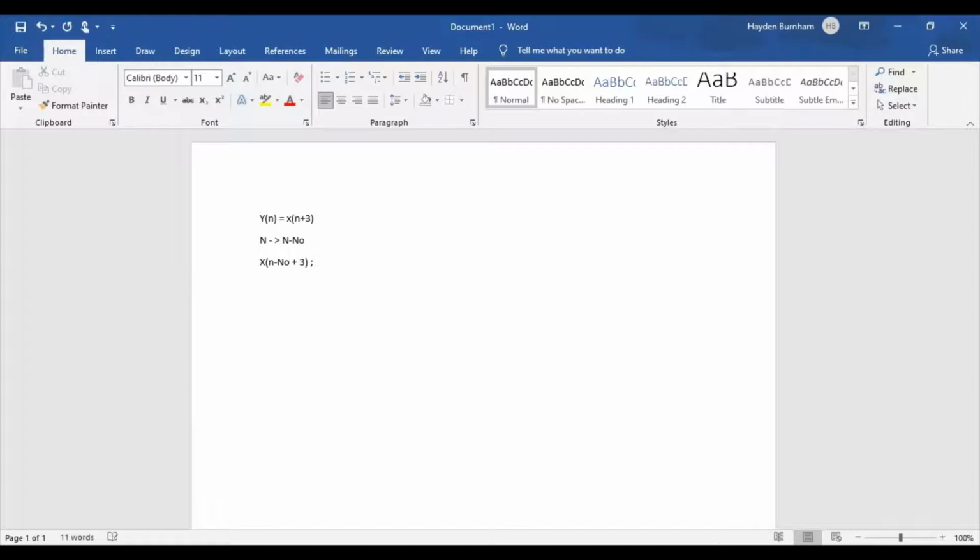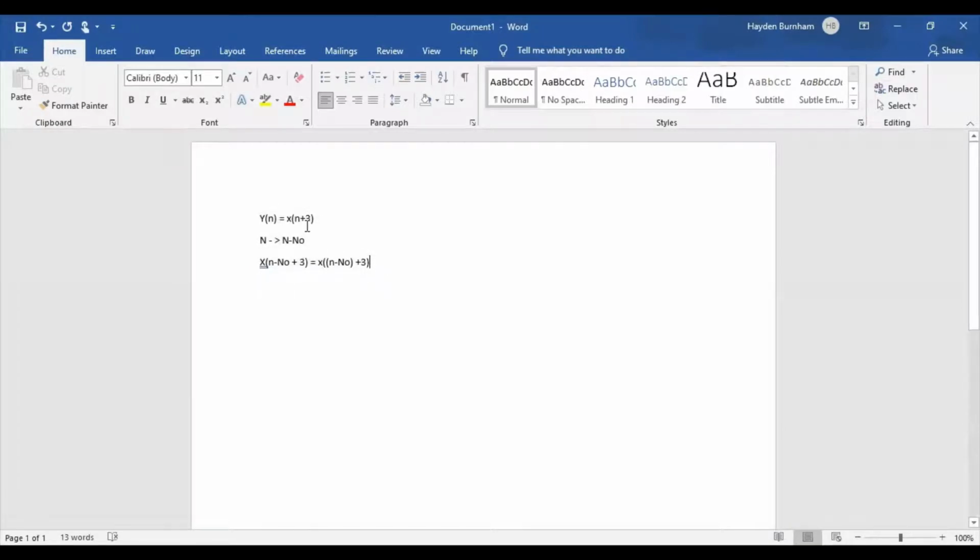Then the second thing you do is do it again, but this time as if it's in the parentheses, so you're going to have n minus n naught plus 3. Now you look at these two equations and ask if they're equal. If they are, then the system must be time invariant. If they are different, then the system is non-time invariant. And that might seem like it would be the case in all situations.